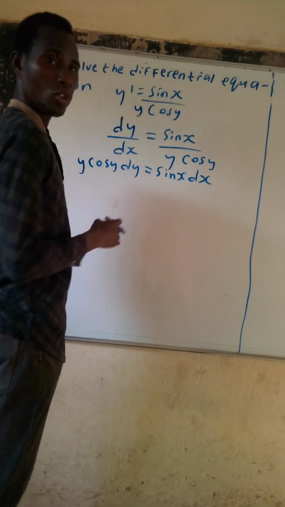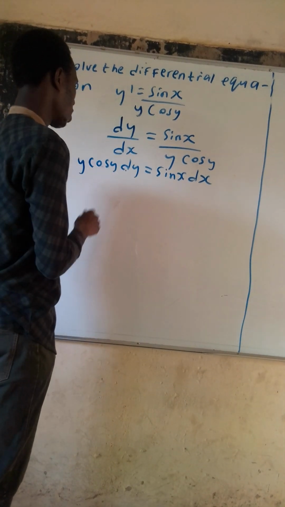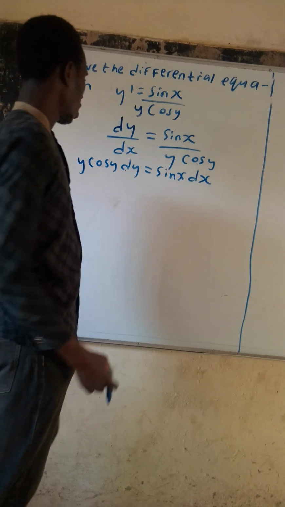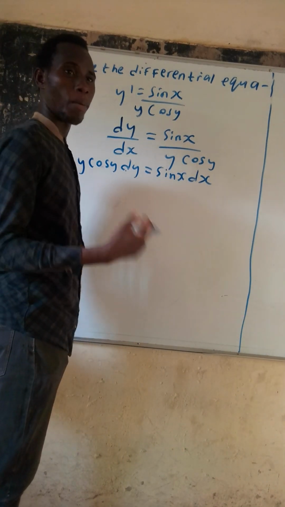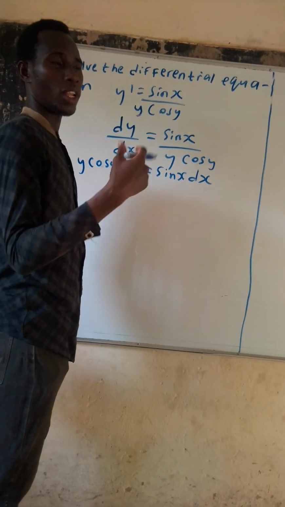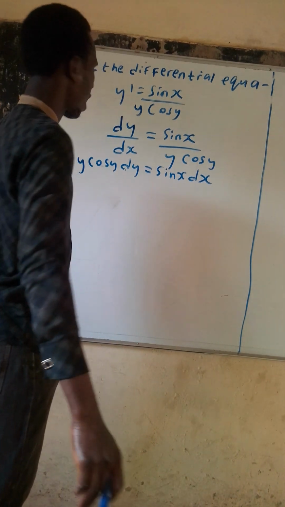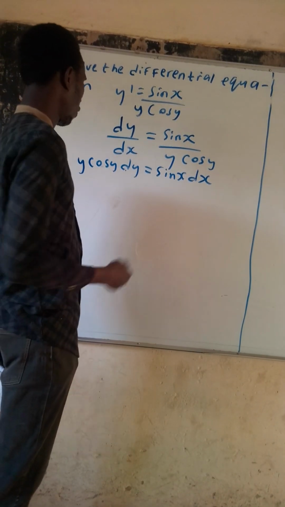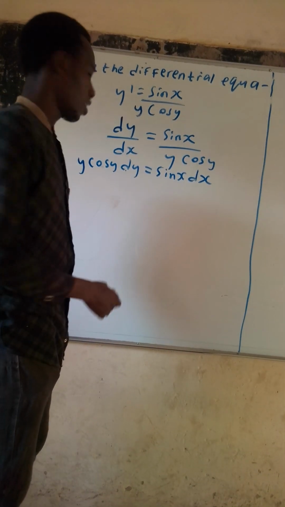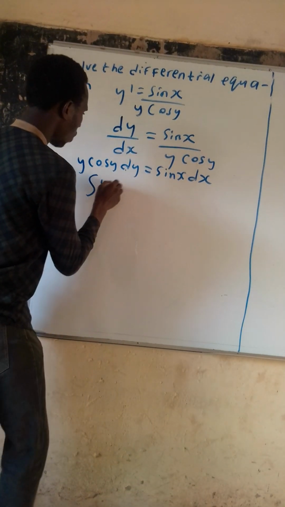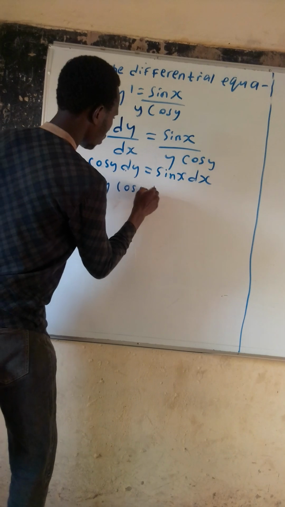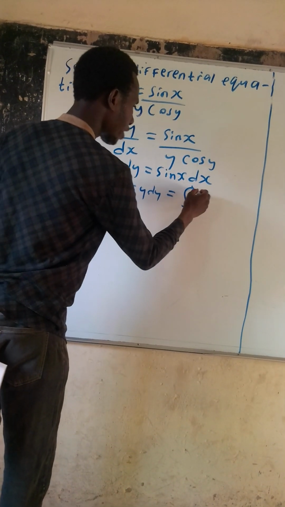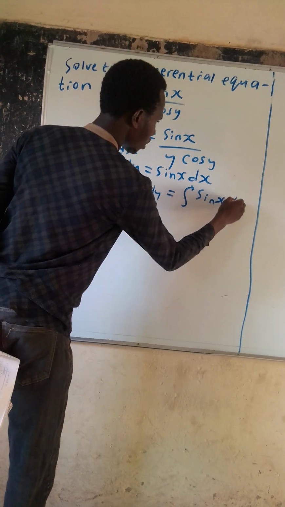So having done that, the next thing to do is to integrate both sides. But before we integrate both sides, on the left hand side we need to apply integration by parts. So we need to integrate y cos y dy, which equals the integral of sine x dx.